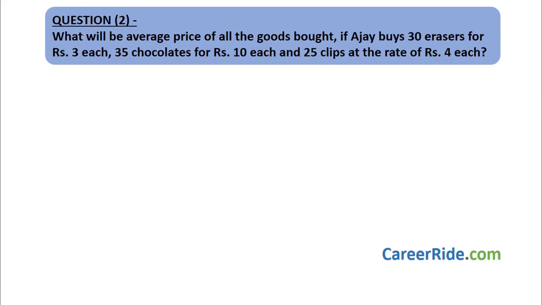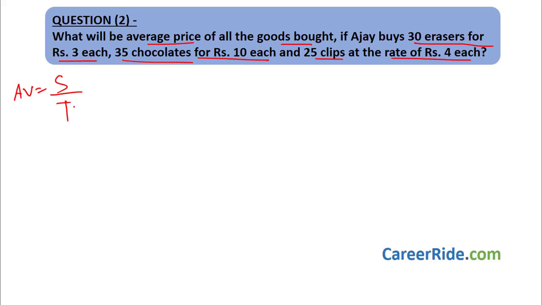Question number 2. What will be average price of all the goods bought if Ajay buys 30 erasers for rupees 3 each, 35 chocolates for rupees 10 each and 25 clips at the rate of rupees 4 each? Okay, now over here again what we see, this is very easy. Average is nothing but sum upon total.